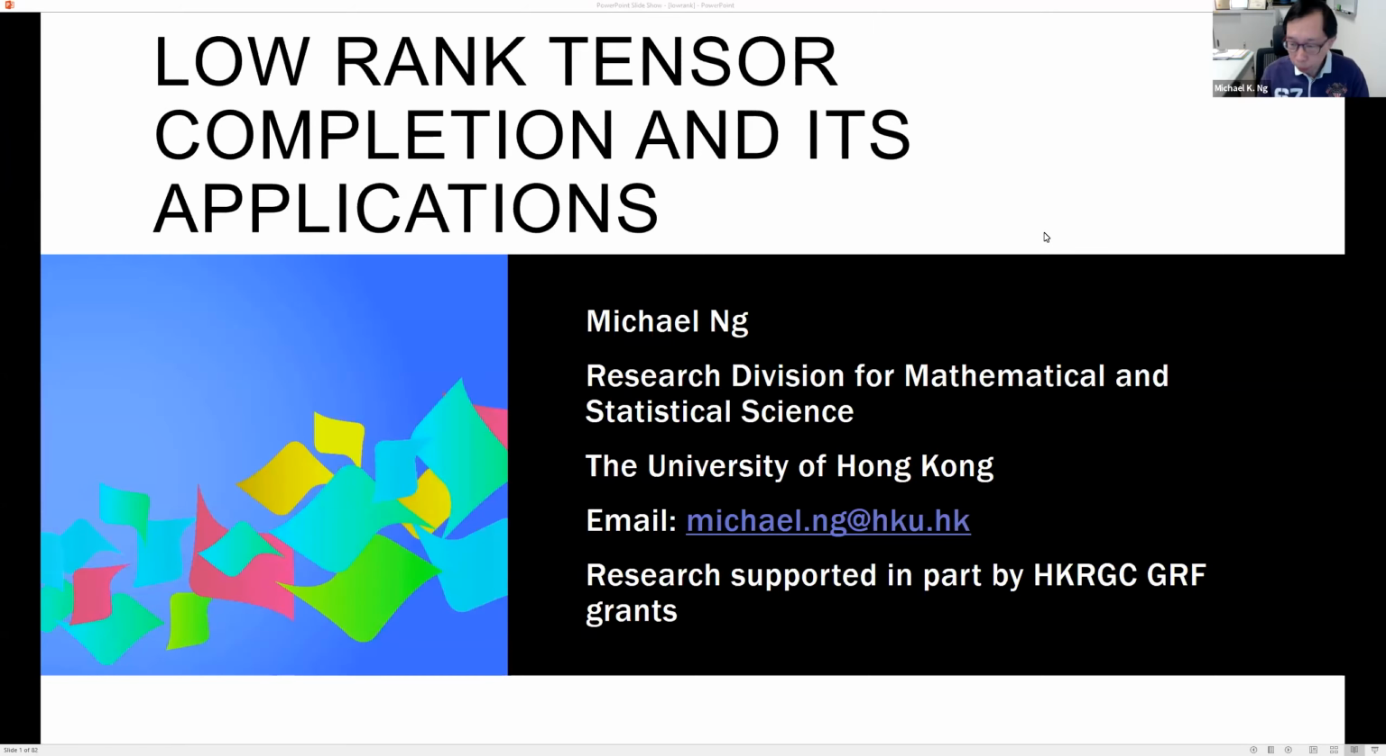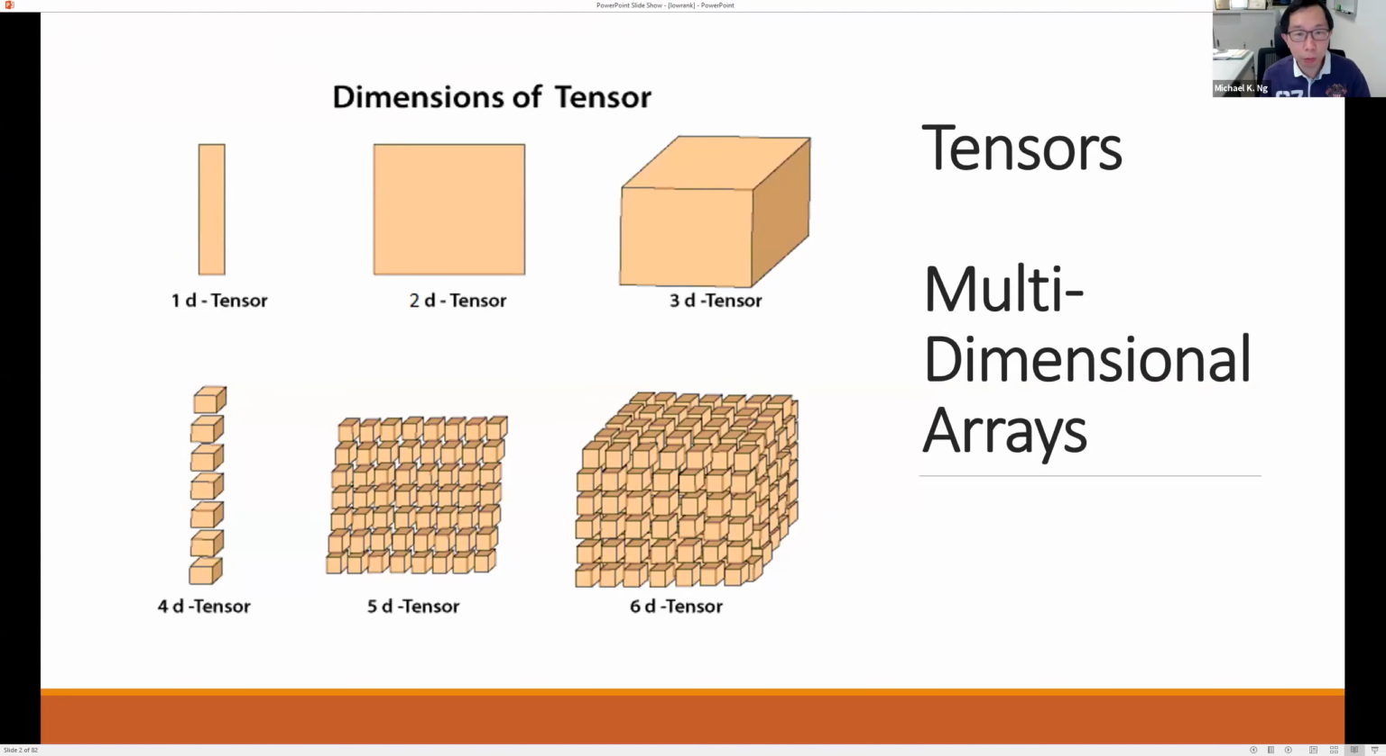So today I'm going to share about low-rank tensor completion. Let me use this slide to visualize the basic meaning of a tensor. It's not difficult to understand. It's just a multi-dimensional array.